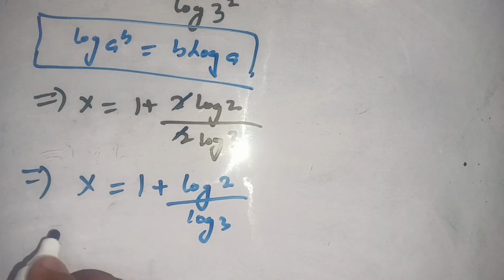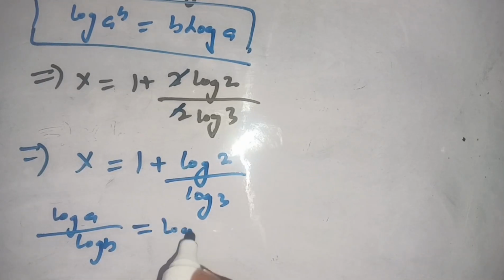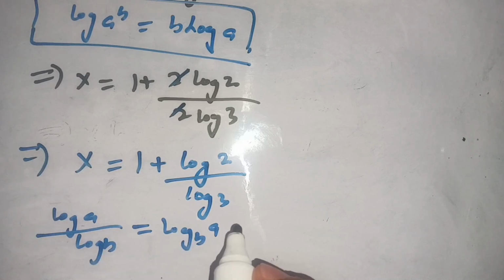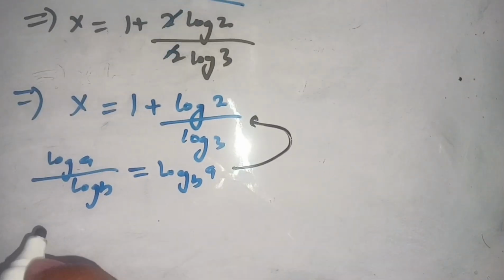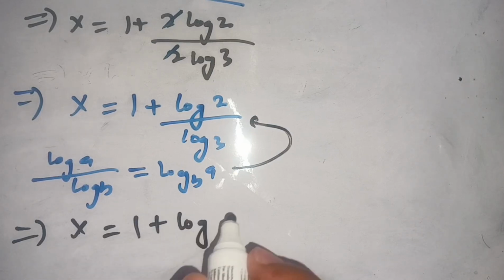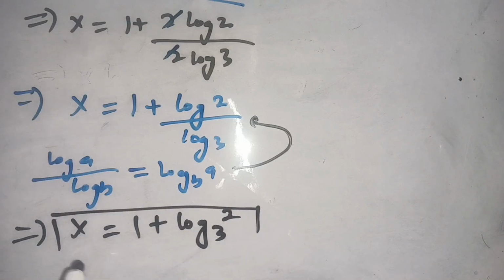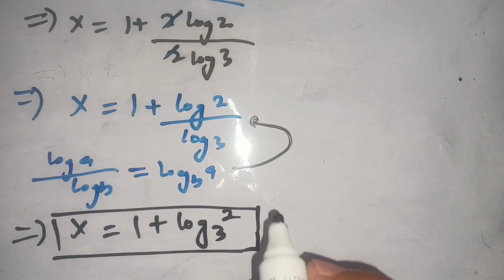Now we know that log of a divided by log of b can be written as log of a with base b. When we use this identity, our equation becomes x is equal to 1 plus log of 2 with base 3, which is the required value of x which satisfies our given exponential equation.